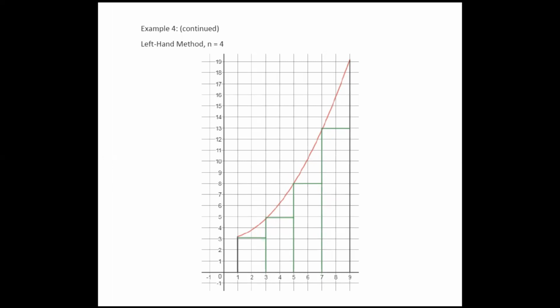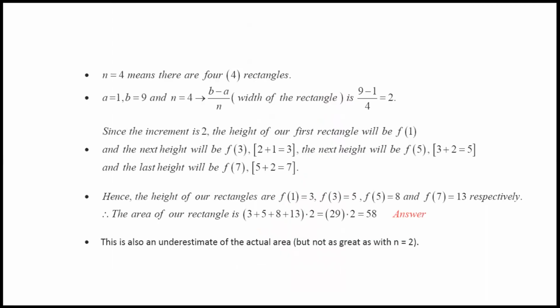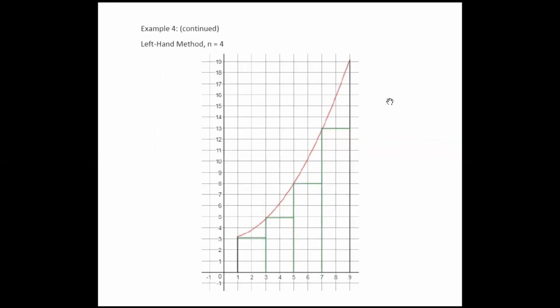4 rectangles. N is 4. Now, let's find our B minus A over N. 9 minus 1 over 4 is 2. Okay, so that's my increment and the width of each of my rectangles. Go back to the graph.